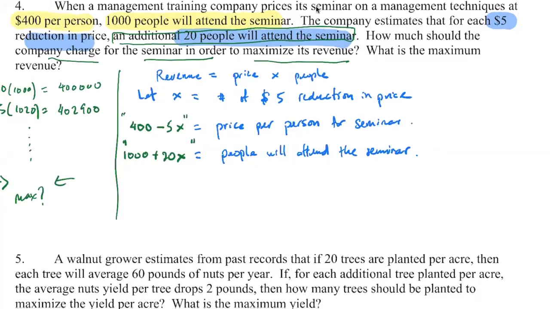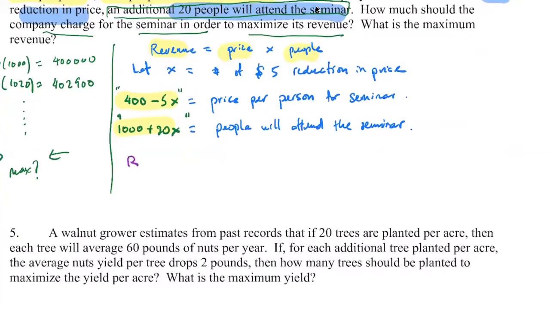So those are the new expressions that we're going to work with to construct a revenue function. Okay. So now we're ready to write that revenue function. Revenue is going to be based on x. x is the number of $5 price reductions. So we said the price now is 400 minus 5x, and the number of people would be 1,000 plus 20x.